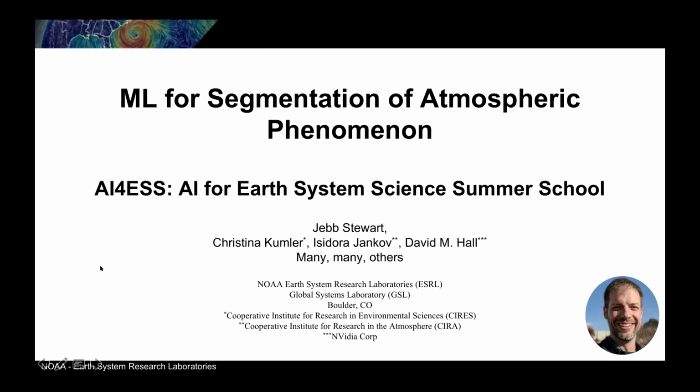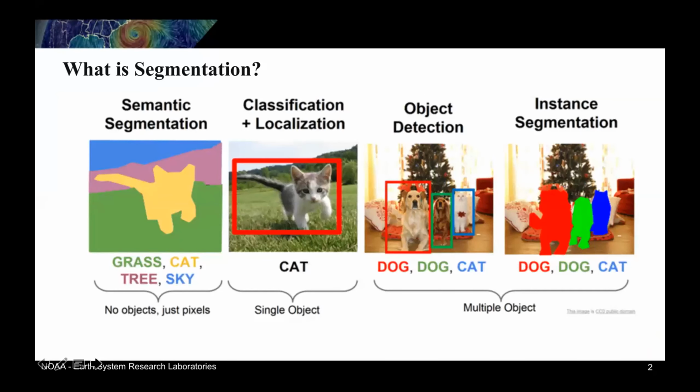So yes, today I'm going to talk about machine learning and segmentation for atmospheric phenomenon. So go ahead and go to the next slide, please. First off, I want to start with what is segmentation. So we've heard a lot of different talks about the different neural network structures, about how they work, about what's going on internally. We saw a little bit about this yesterday from David Hall about segmentation and classification, object detection. So this image you're going to see pretty often.